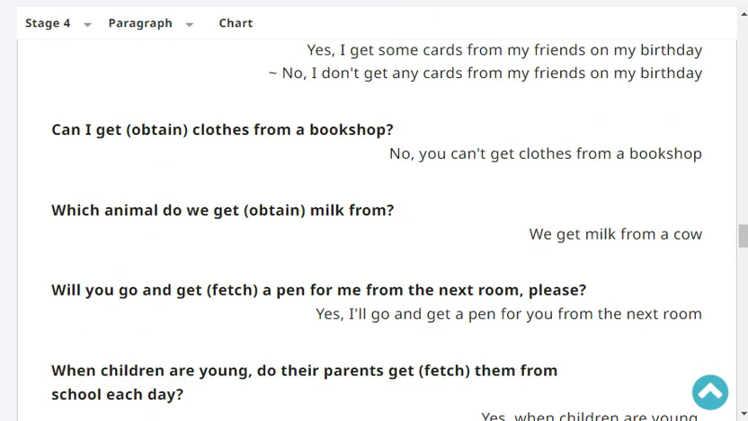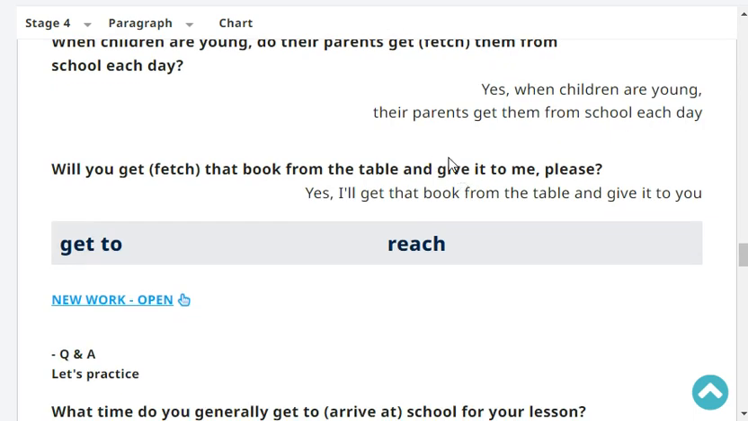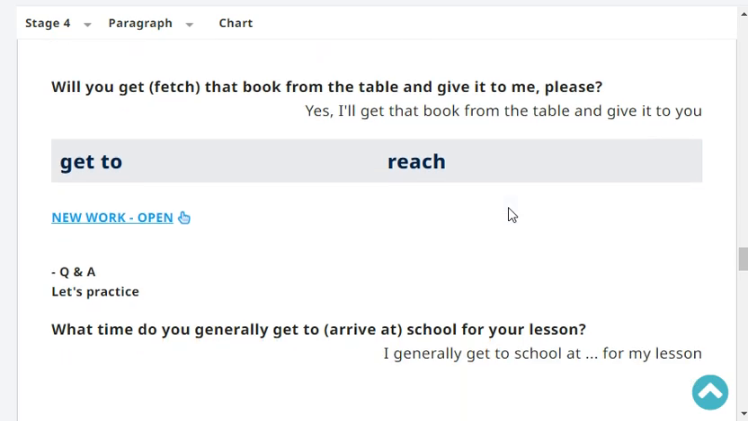Will you go and get a pen for me from the next room, please? Yes, I'll go and get a pen for you from the next room. When children are young, do their parents get them from school each day? Yes, when children are young, their parents get them from school each day. Will you get that book from the table and give it to me, please? Yes, I'll get that book from the table and give it to you.